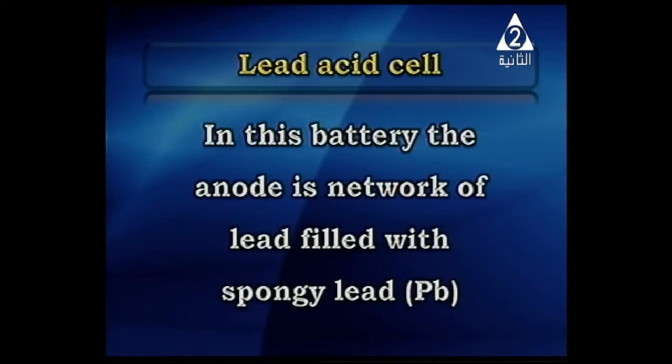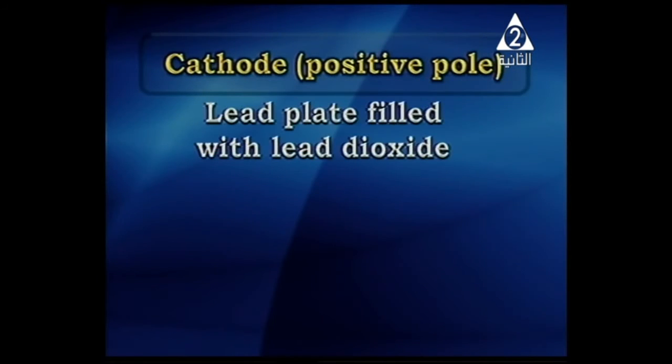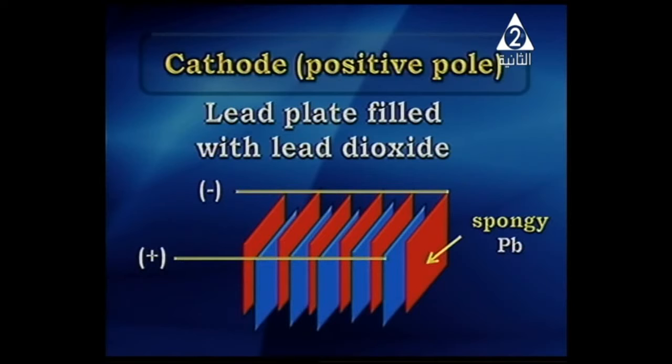In this battery, the anode is the network of lead filled with spongy lead, Pb. Again, the anode is the network of lead filled with spongy lead. And the positive one, the cathode, we have lead plate filled with what? With lead dioxide. We have here the lead dioxide.